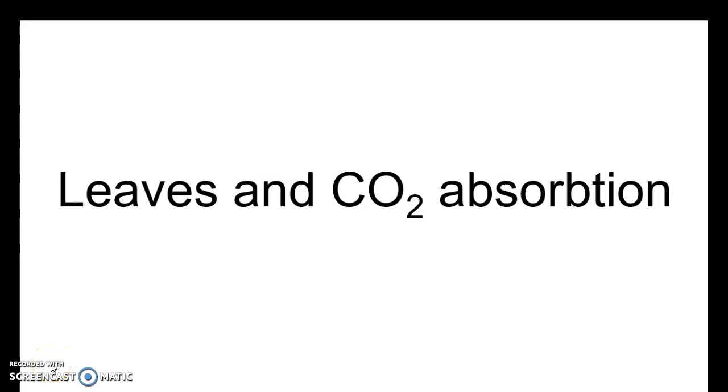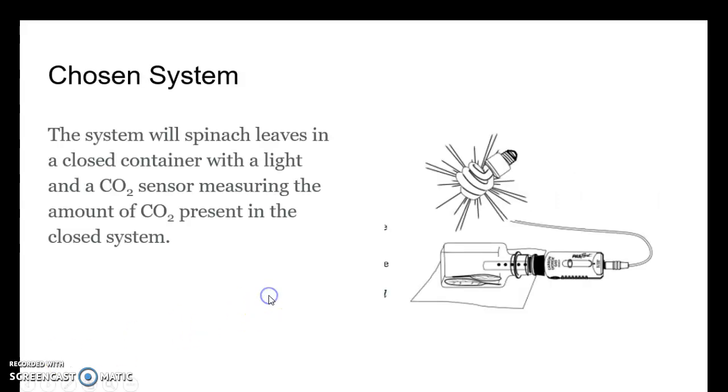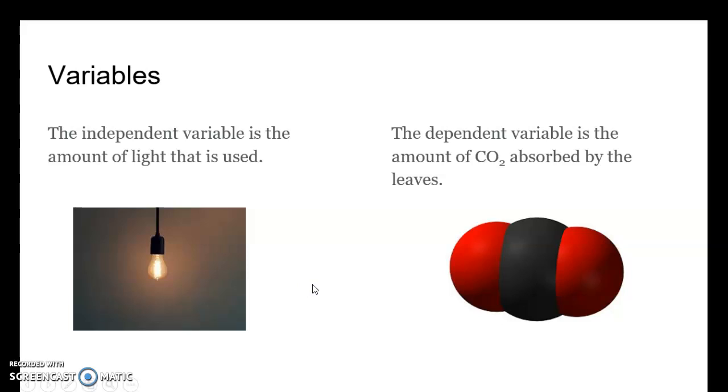Okay, so a biological application of thermodynamics is we are going to use leaves and carbon dioxide absorption. Our chosen system is a system that will have spinach leaves in a closed container, you see here, with light here and a CO2 sensor here measuring the amount of CO2 present in the closed system. The independent variable is the amount of light used, so that will vary. The dependent variable is the amount of CO2 absorbed by the leaves.